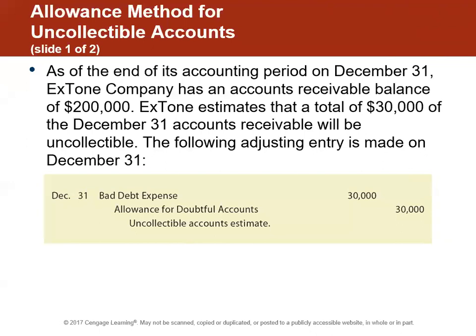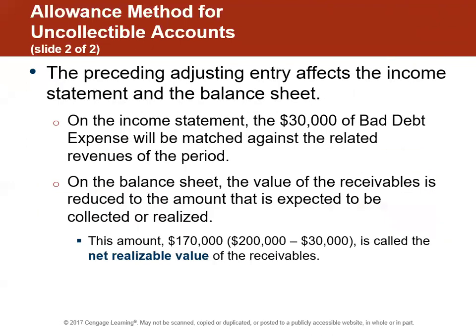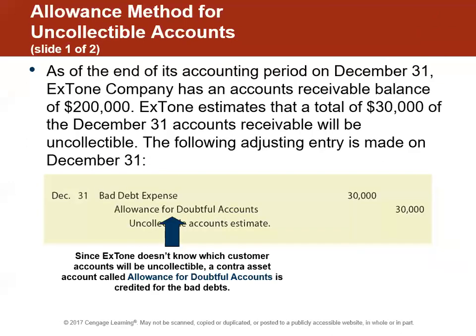Okay. Oh, I didn't talk about, that's one thing. So allowance for doubtful accounts is what we call a contra asset account. Does anyone remember what contra means? Opposite. Opposite, very good. So whereas normally accounts receivable has a debit balance, the normal balance for allowance for doubtful accounts will be a credit.